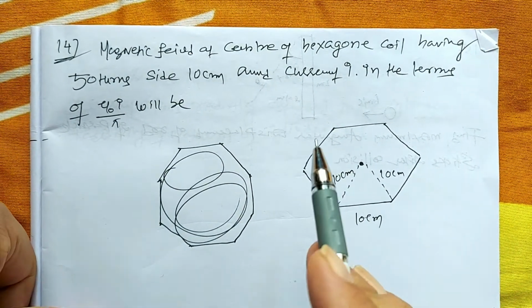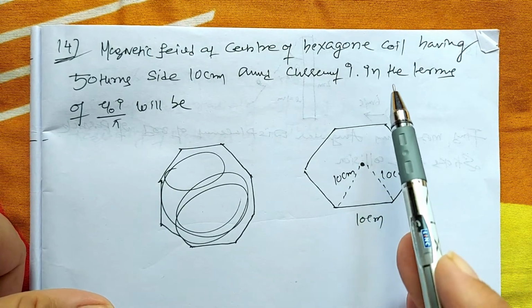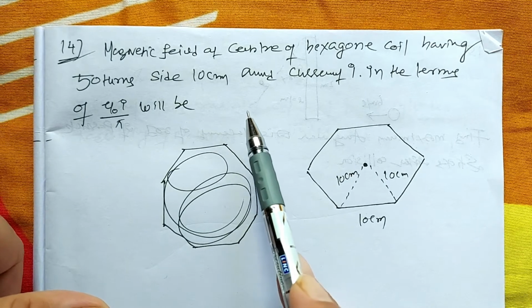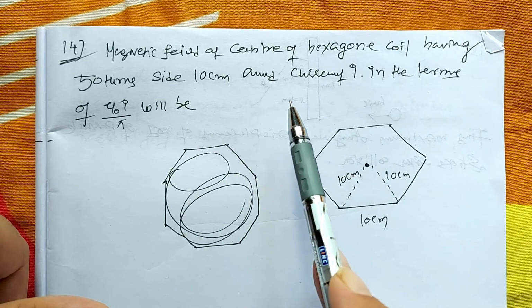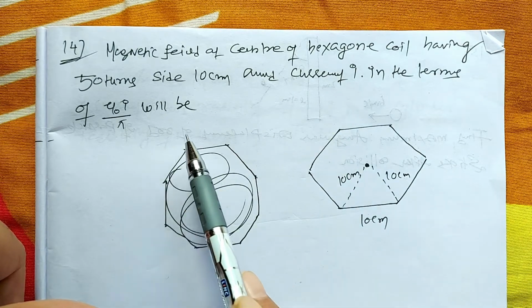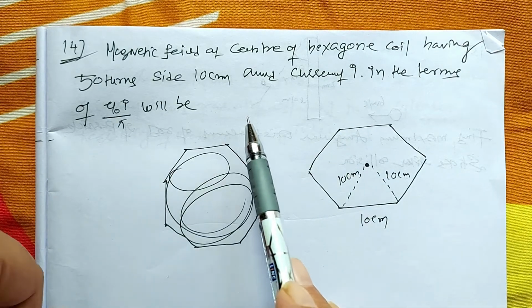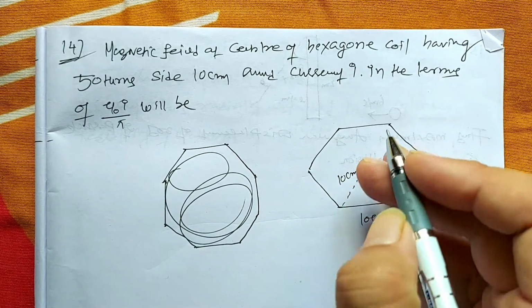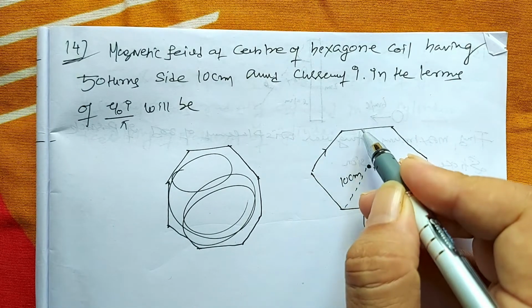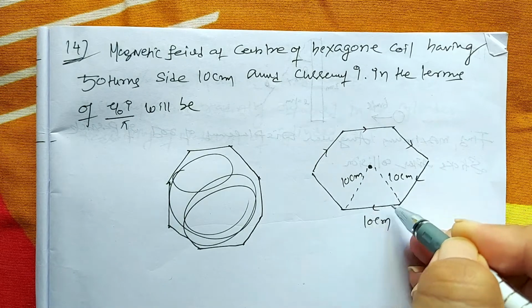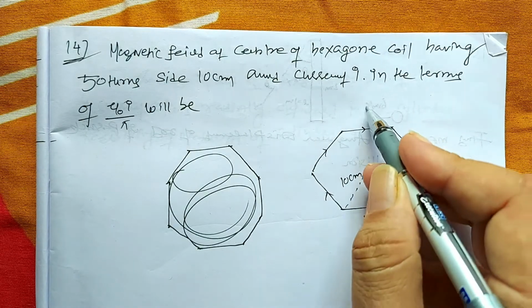Here, find the magnetic field at the center of a hexagon coil having 50 turns, side 10 centimeters, and current I, in terms of mu naught I by pi. So the current is flowing in this regular hexagon along this direction. This is I.